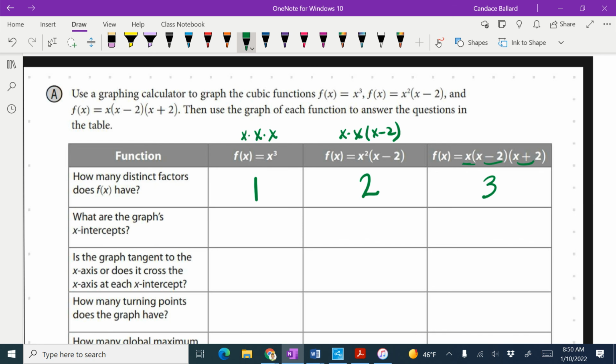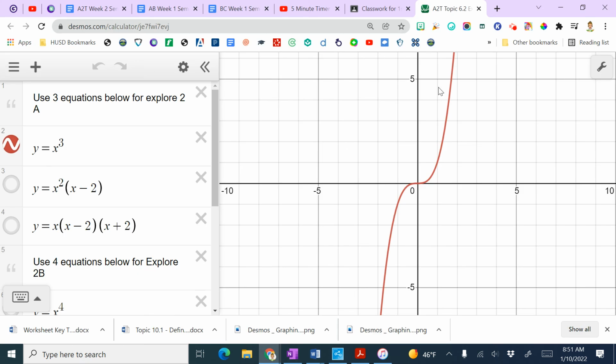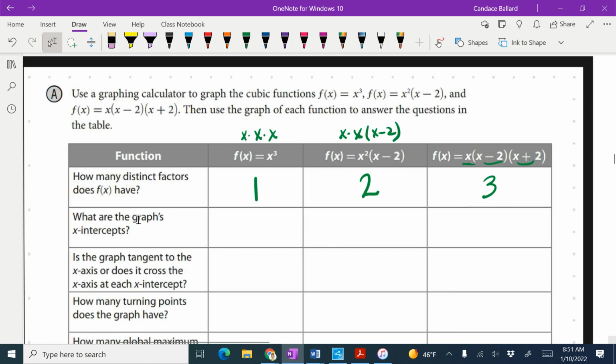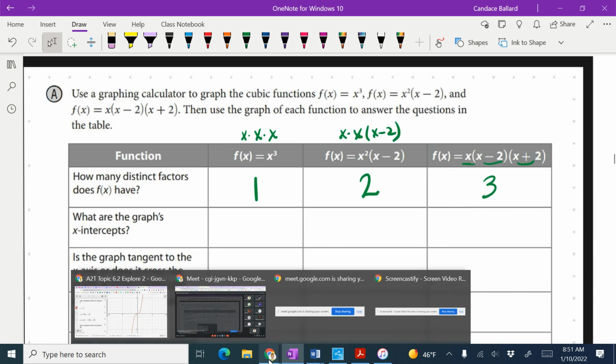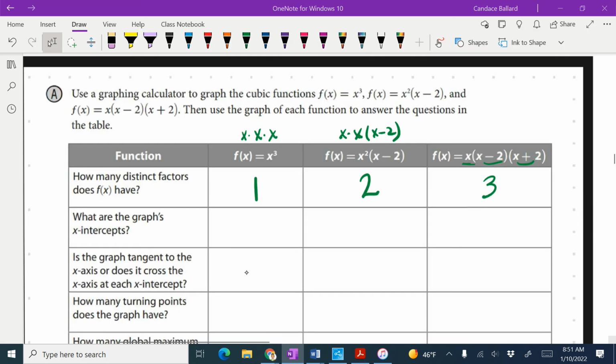So I'm just going to go down the first column. We'll see if we can get through that first column here together. So I'm just looking at this graph, my cubic graph, and we're going to answer questions about the cubic graph. What are the graph's x-intercepts? X-intercepts are where it crosses the x-axis. So what x value does it cross the x-axis at? 0, just 0. So x equals 0.